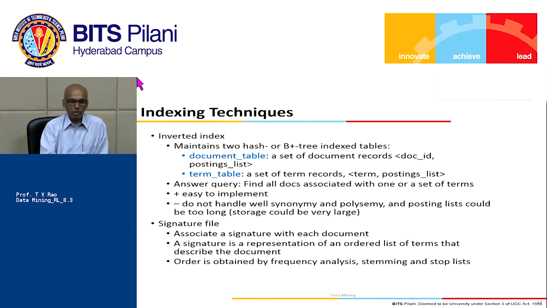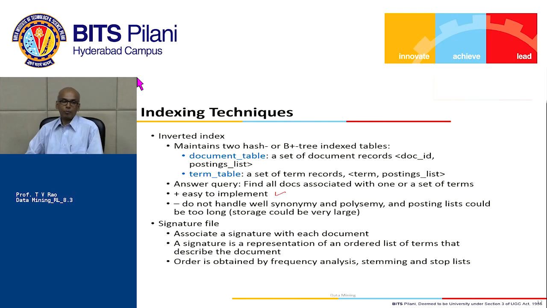So thereby we are going to answer the queries, where let's say we want to find out the documents which are associated with a set of key terms or keywords. The advantage we get when we have an inverted index is that this type of query is easy to implement. But synonymy and polysemy are not well handled, and also posting lists sometimes can be very long, and that means there is a problem with storing and handling.